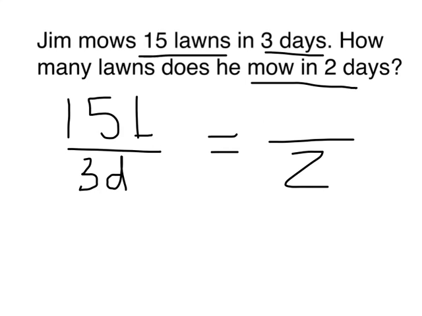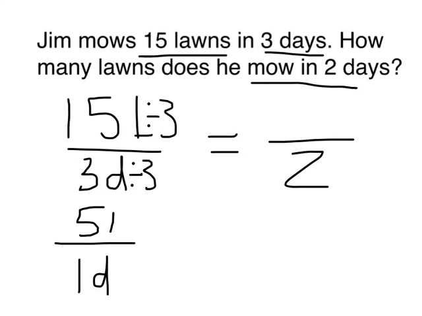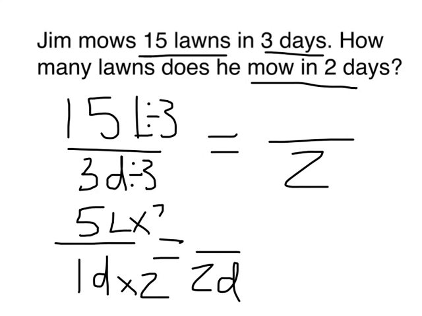Remember, I can find the unit rate by dividing both by 3 to see how many lawns he can mow in 1 day. 15 divided by 3 is 5. He can mow 5 lawns in 1 day. So how many lawns can he mow in 2 days? Well, I would have to multiply both by 2, and that tells me he can mow 10 lawns in 2 days. 15 to 3 is an equivalent ratio of 10 to 2.